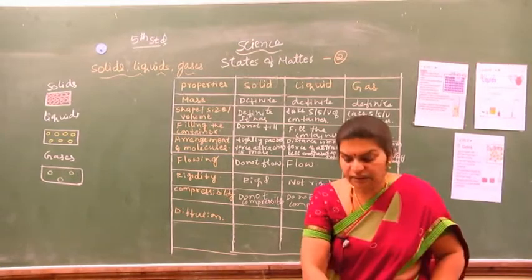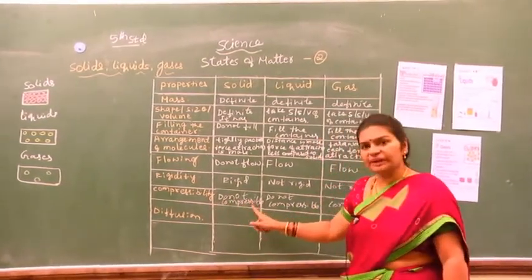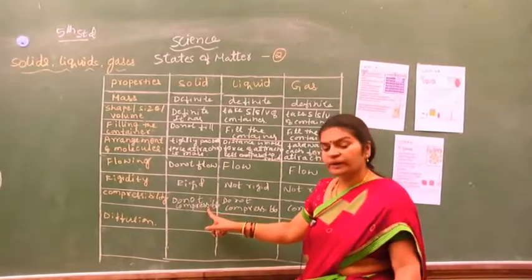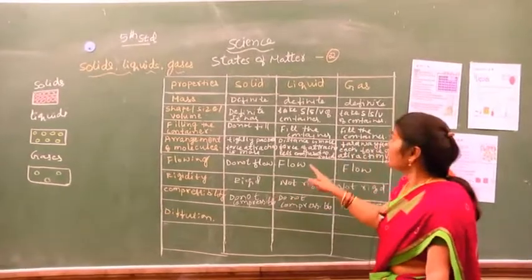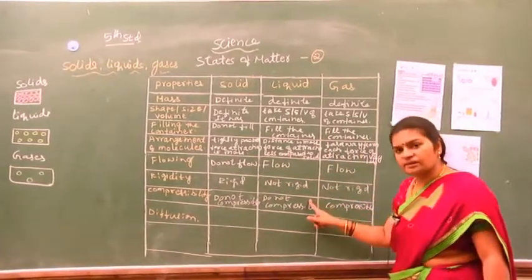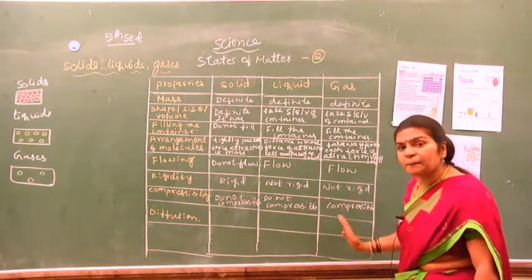Then the next property, compressibility. In case of solids, they are not compressible. In case of the liquids, they are also not compressible. And in case of the gases, they are compressible.